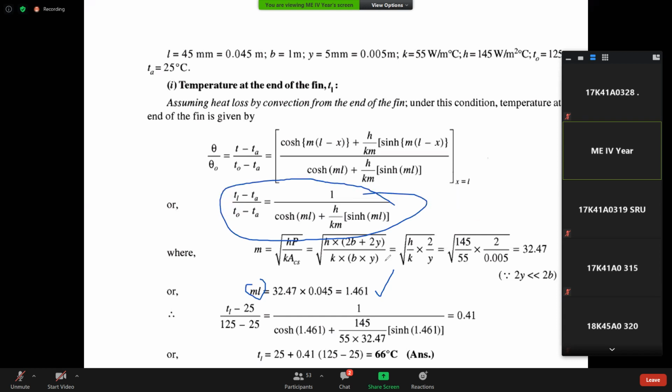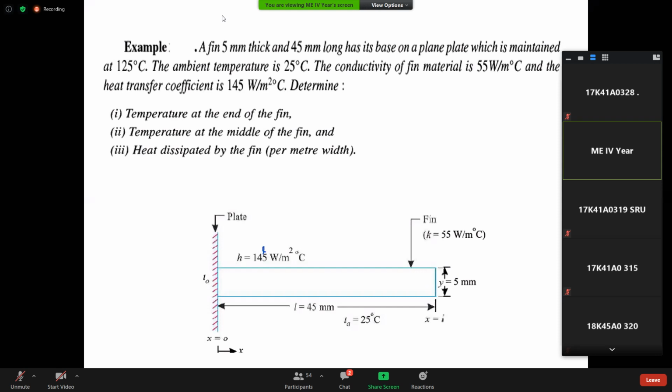TL means at a distance x is equal to L. In the original equation I have to substitute L in place of x so that I acquire this equation. After acquiring, I know the m values. If I substitute m into the mL product here, I'll get the temperature. This temperature is 66 degrees centigrade. What is this 66 degrees centigrade? That 66 degrees centigrade is at this point, at the tip. Here the temperature is 66 degrees centigrade.